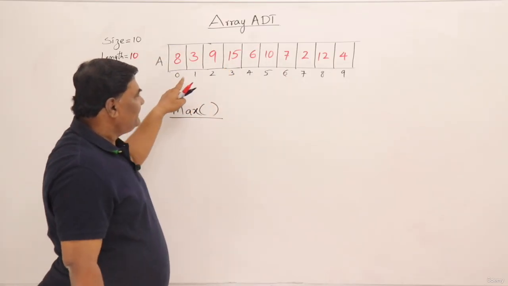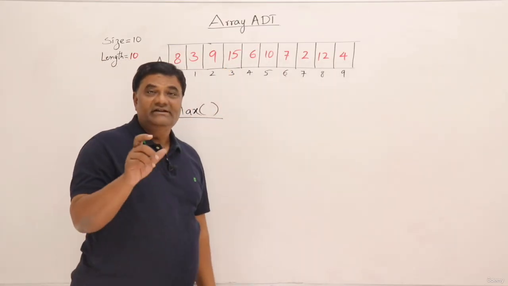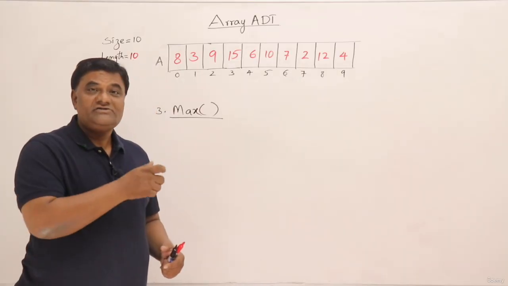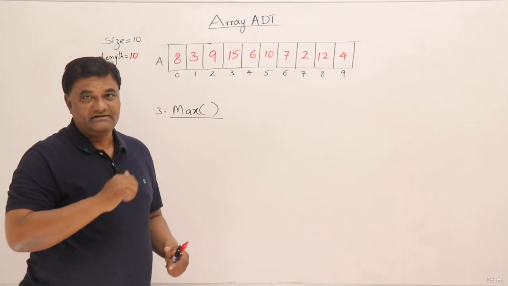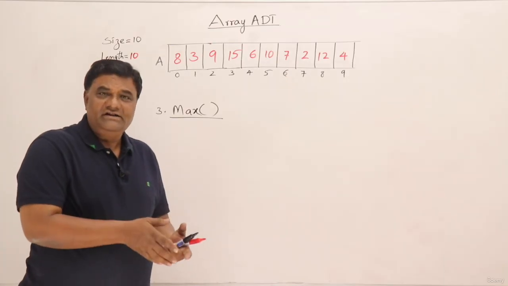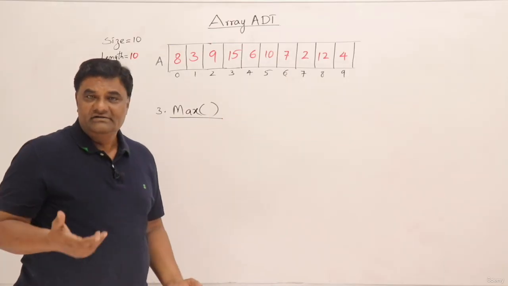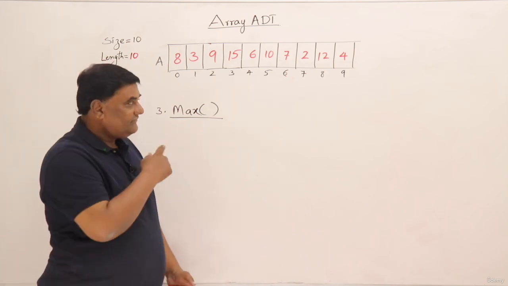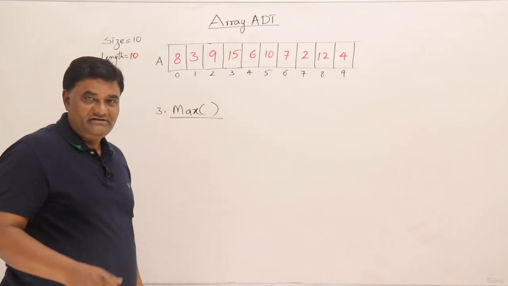So this means unless I check the entire list, I cannot say which is the maximum element. For finding a maximum element in an unsorted list, I have to check the entire list. If the list is already sorted, then last element is a maximum element. So for unsorted list, I have to check all. So let us see how I can check it.